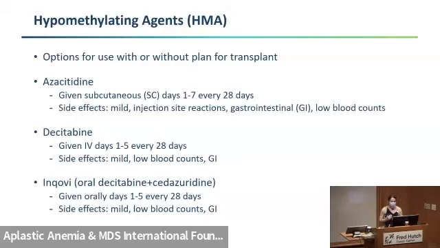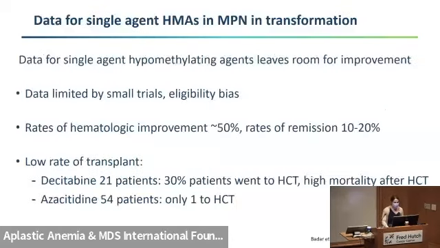Decitabine is very similar to azacitidine. It's given IV, with similar side effects. We now have an oral version of decitabine, where they added an enzyme called cedazuridine to help increase the blood levels of the decitabine when given by mouth. And it's given for 5 days every 28 days. It has pretty similar effects to the IV one. Sometimes we see a little bit lower blood counts with the oral decitabine. So we can use these.